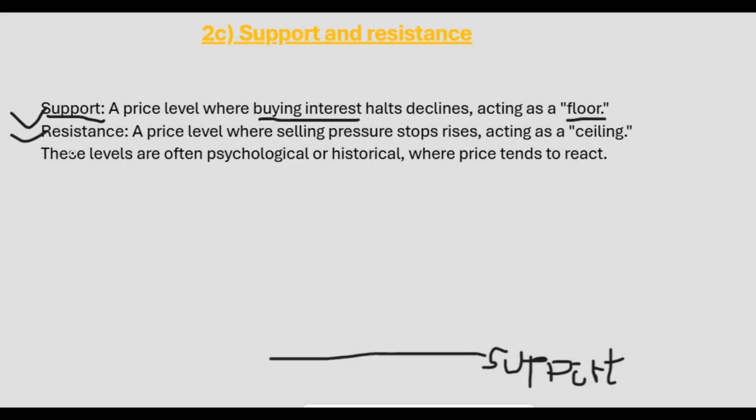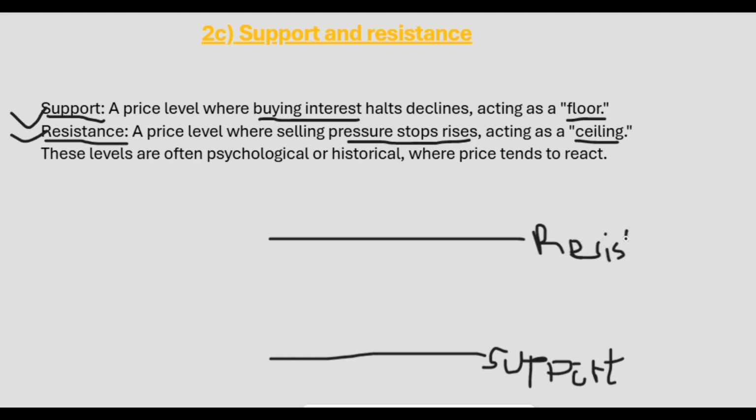The second one, you have resistance. Resistance is a price level where selling pressure stops a rise. This is where we start to look for sales, acting as a ceiling. We have a floor, which is a support area, and we also have a ceiling, which is a resistance level. And this floor, we call it support. This is where buying interest halts, meaning this is where buyers start to come in.